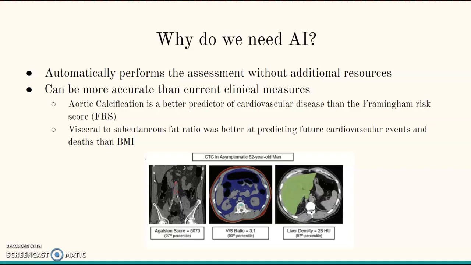Thus, if AI measures were used instead of conventional measures, then it might have picked up on his risk for cardiovascular disease more accurately.